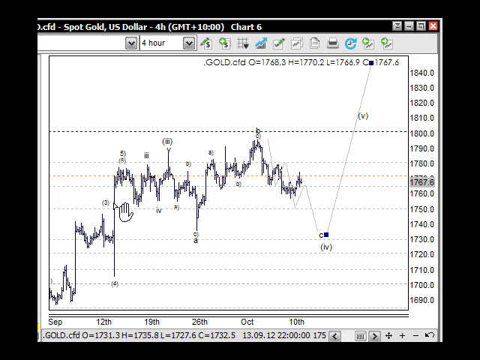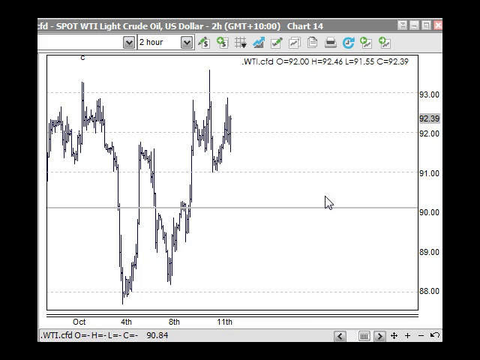But this block here, as I mentioned before, will be the support. After we reach the first high above the level and it comes back down, then we can look at these numbers here as support. But we should see a nice run up through there. The oil market as well.